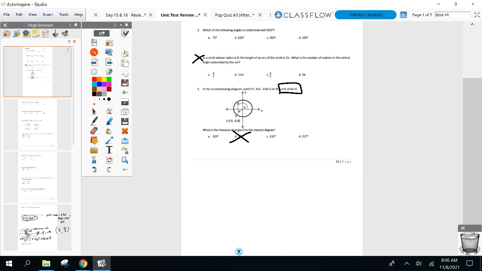We're on the unit circle, right? We're on the unit circle. So what does that x coordinate mean? That's the cosine. And negative 0.8 is the sine.